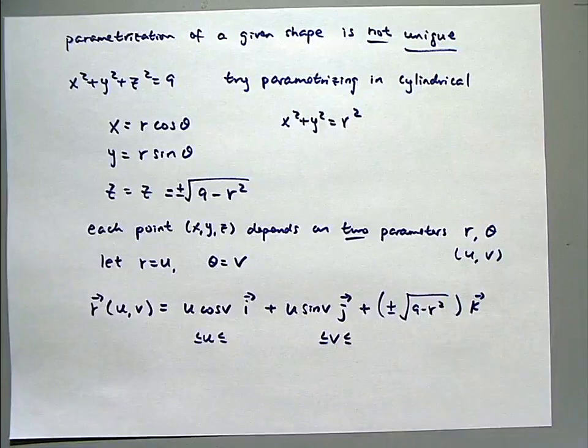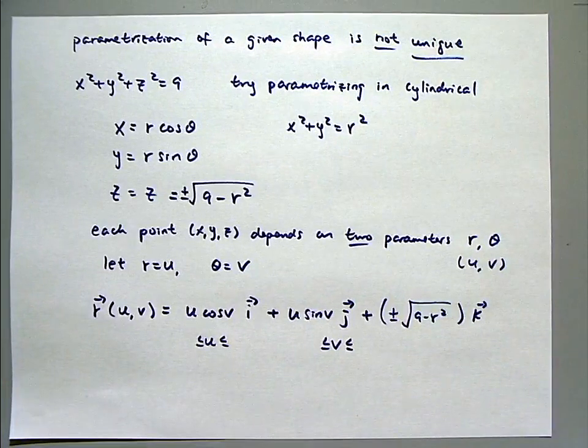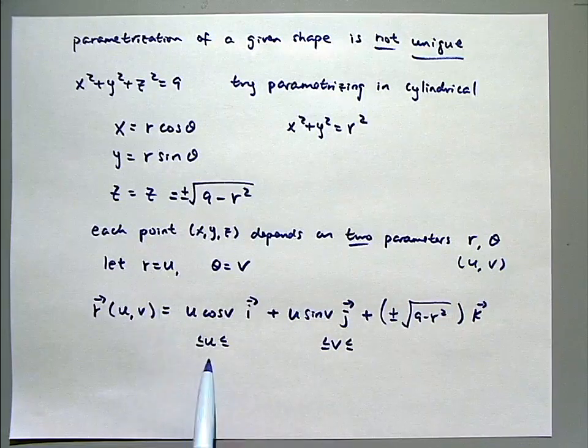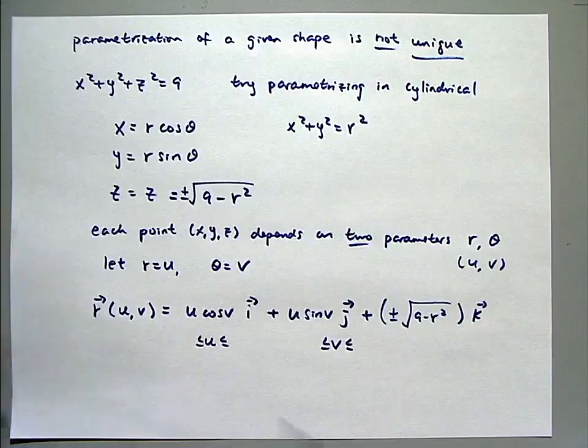Once again, we still need to give bounds on the parameters if they are present. U here represents r. So in this particular case, what are the bounds of r or u? 0 to 3. Good.